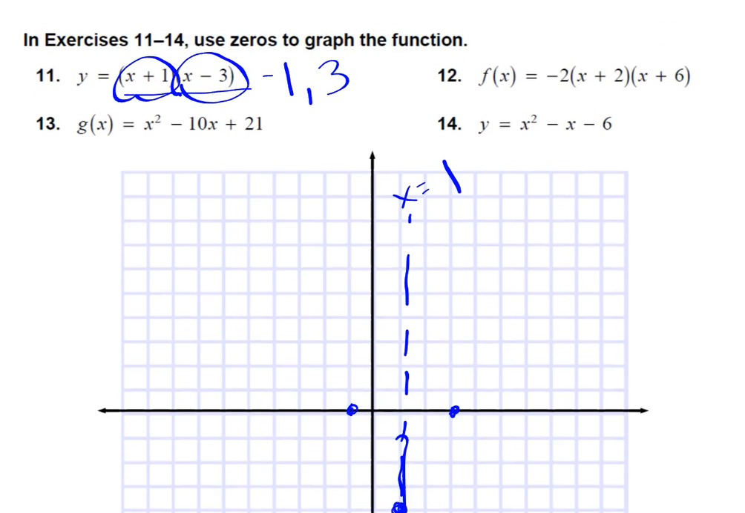If it's not factored, like this one, you're going to need to factor it. x minus 3, x plus 2, and that'll give you your zeros, 3 and negative 2, and you can plot those. They might not all be nice numbers when you have the axis of symmetry. It might be 1.5 or something. That's fine. You're going to see that. That's okay.